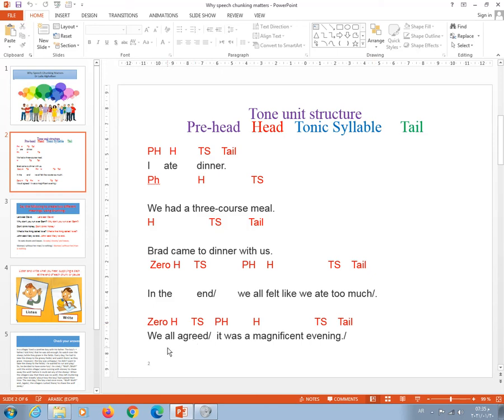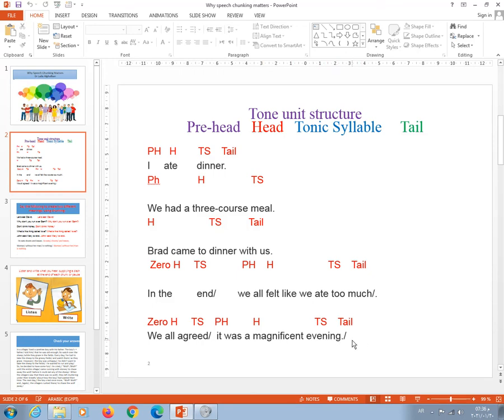Finally, "we all agreed." This is the first chunk, and here's the zero head, and then we have "agreed." Agreed here is a focus word, and it has 2 syllables, "a" and "greed." We find that it's the second syllable which is stressed, "greed." If you look at the second chunk, it starts with a pre-head, and the head here is "magnificent," and "evening" is a focus word, "even" is the tonic syllable, and "ing" is the tail.